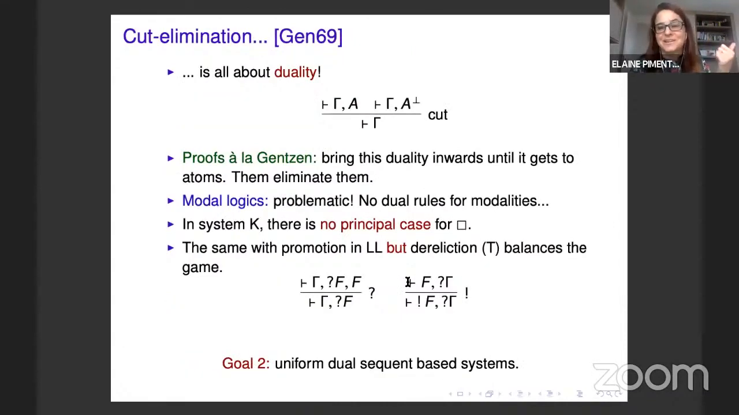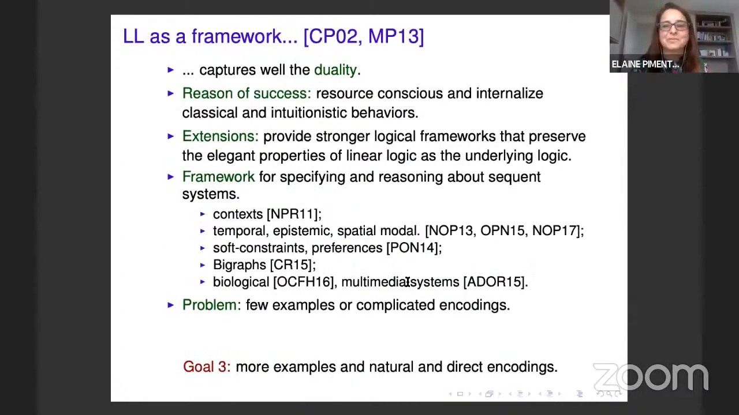So we talked about linear logic, exponentials, sub-exponentials, cut elimination, and what about frameworks, right? This is the workshop for logical frameworks. So I'm going to use linear logic as a framework. Why linear logic as a framework? This is a story that comes from a long time ago as well, for example with Miller and Pfenning, but also I did my PhD on this, using linear logic as a framework. I'm just revisiting this right now.